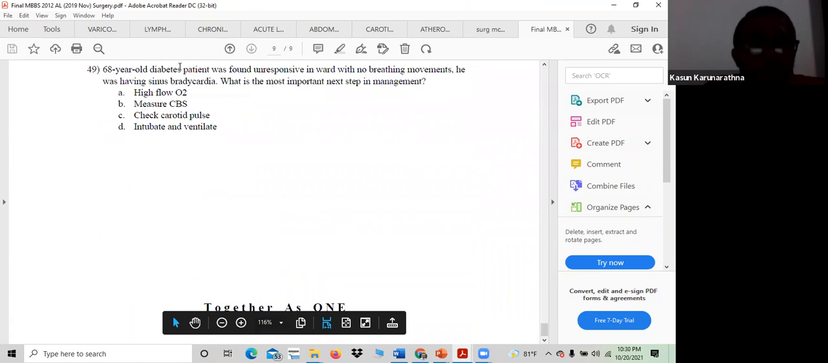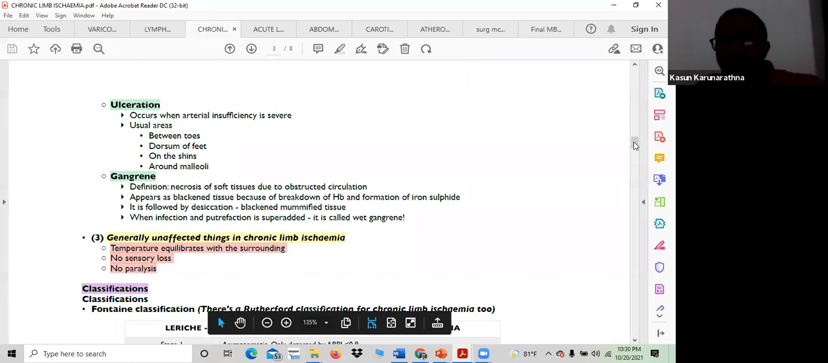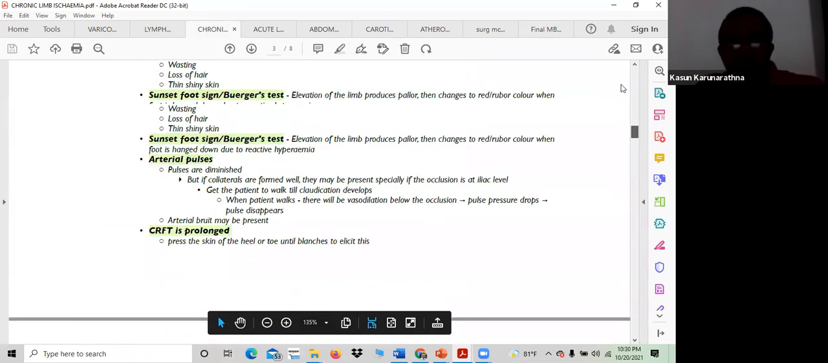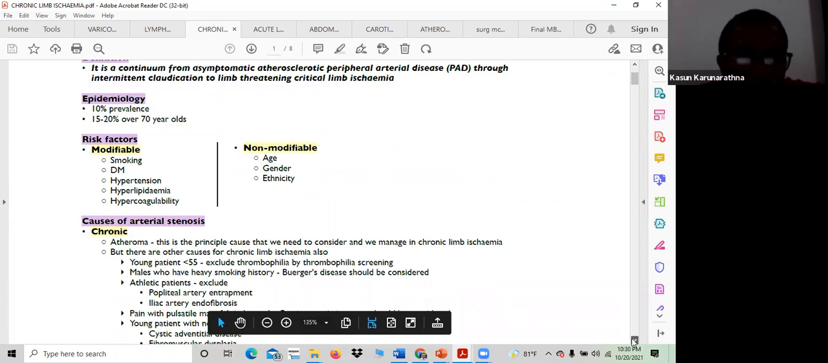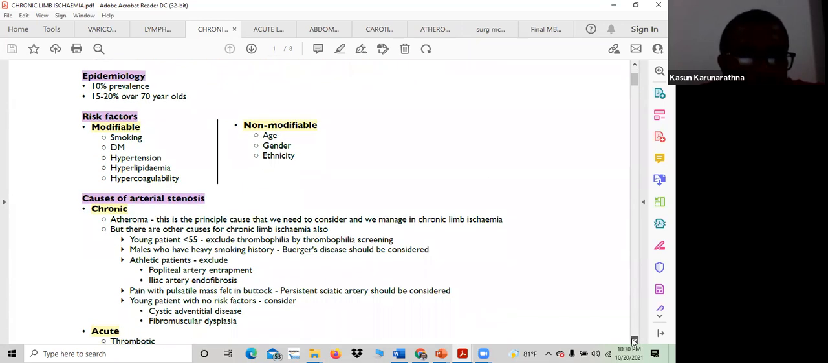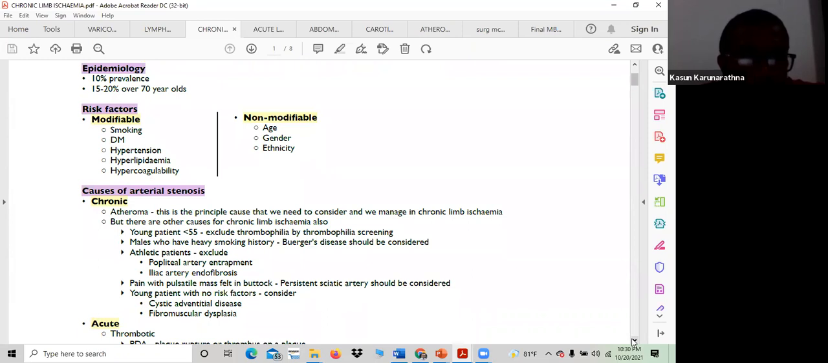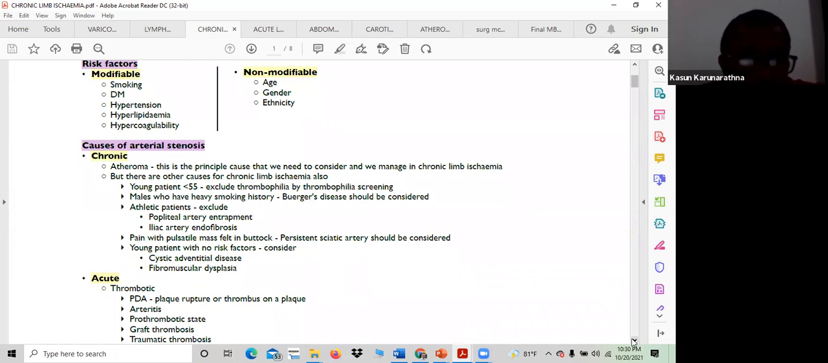So, right. We just go through this note quickly. With regard to chronic limb ischemia, it is a continuum from asymptomatic atherosclerotic peripheral artery disease through intermittent claudication to limb-threatening critical limb ischemia. We have talked about that. Risk factors are modifiable and non-modifiable: smoking, diabetes, hypertension, dyslipidemia, and hyperglycemic status, age, gender, and ethnicity. Mainly it is atherosclerotic disease, which leads to occlusion.